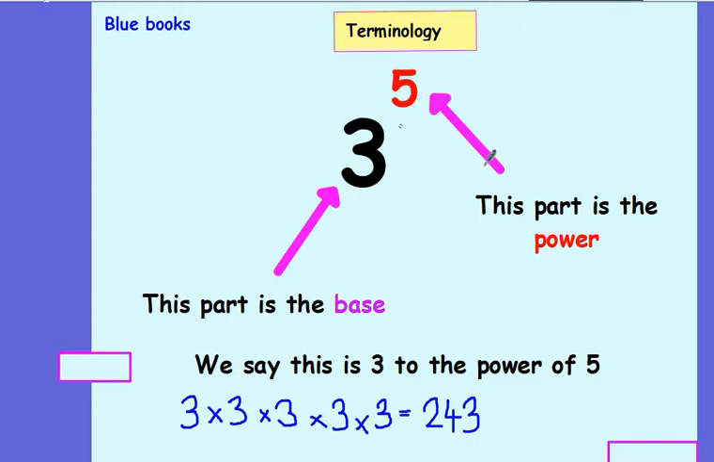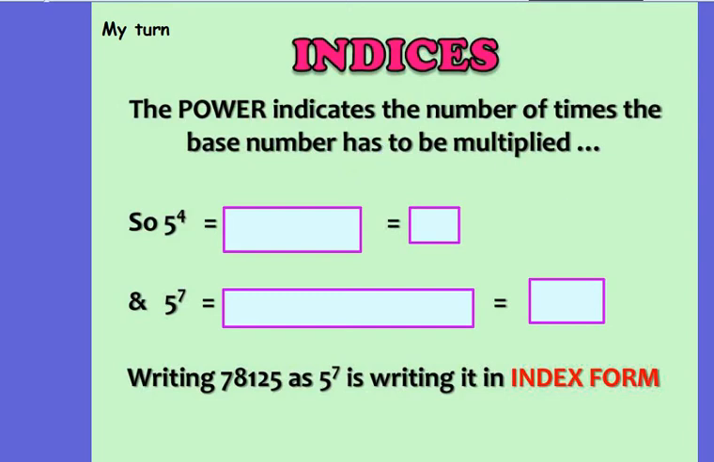In your dark blue books, can you copy out this terminology? So the base, label it up as base, label this up as the power, and write we say this is 3 to the power 5 and the evaluation that I've written at the bottom. Pause the video and write that out now for me, please. Okay, I'm going to go through some more examples.